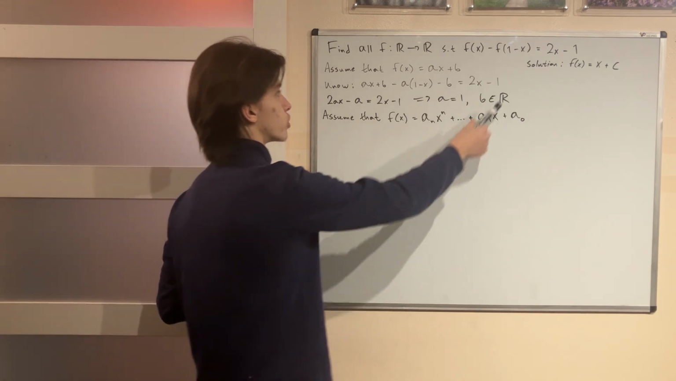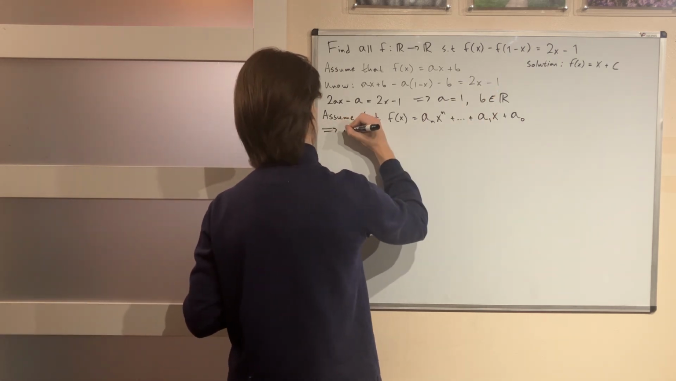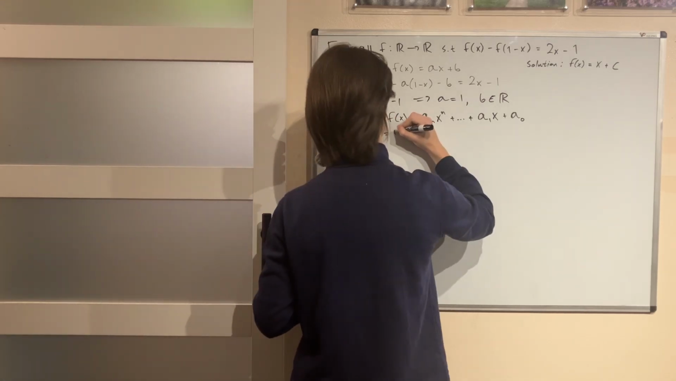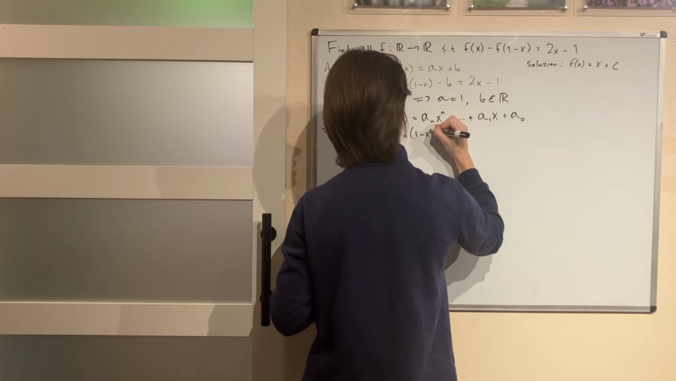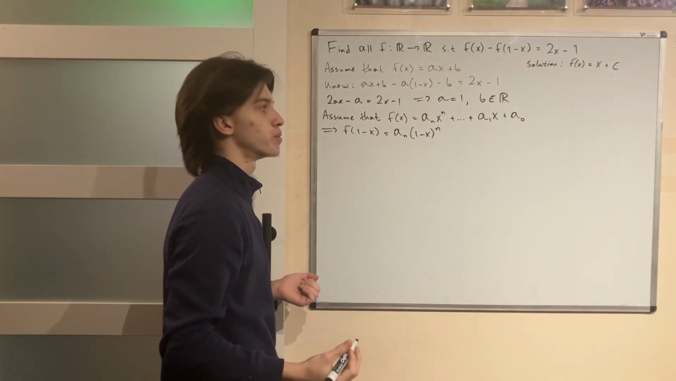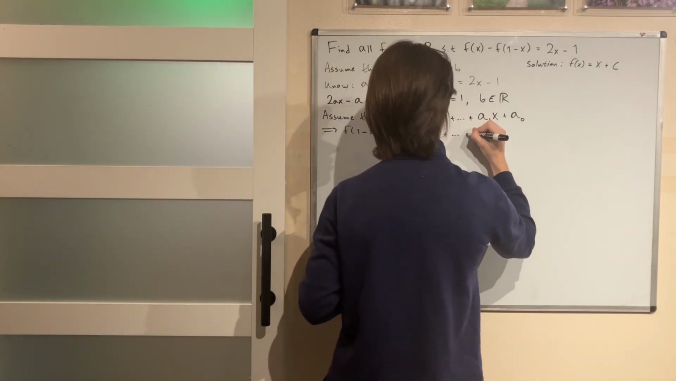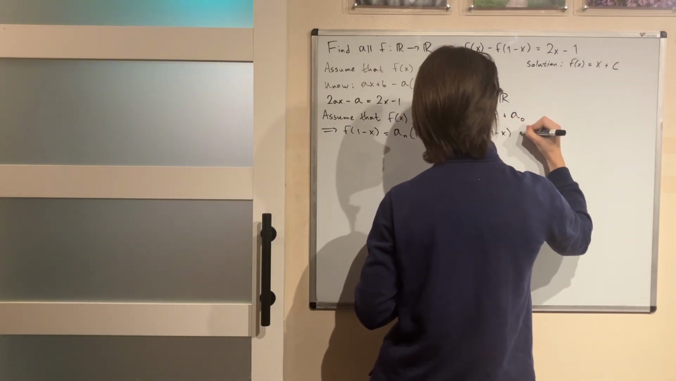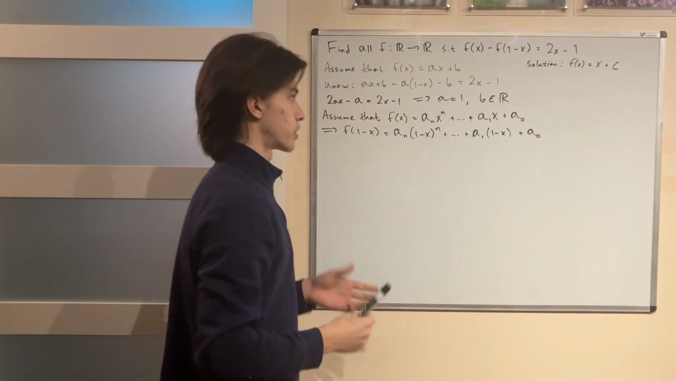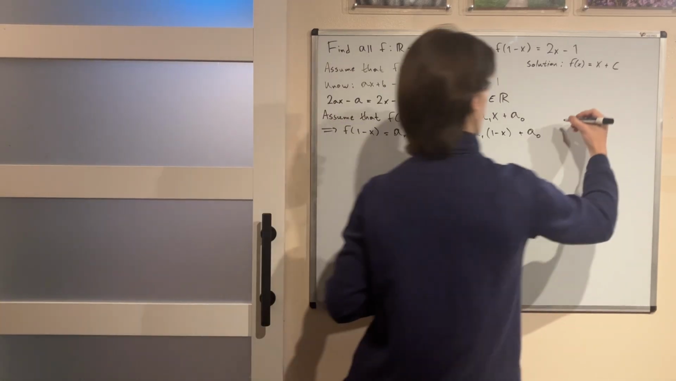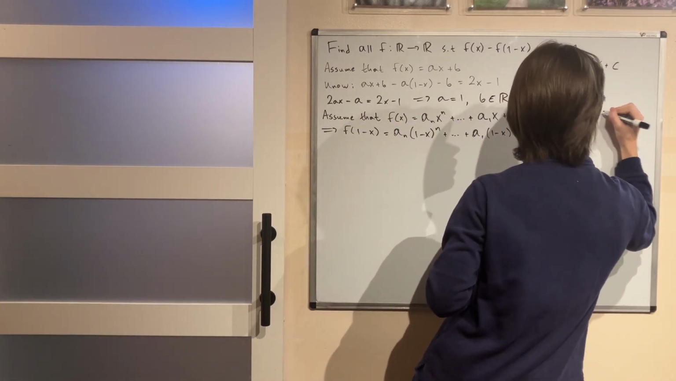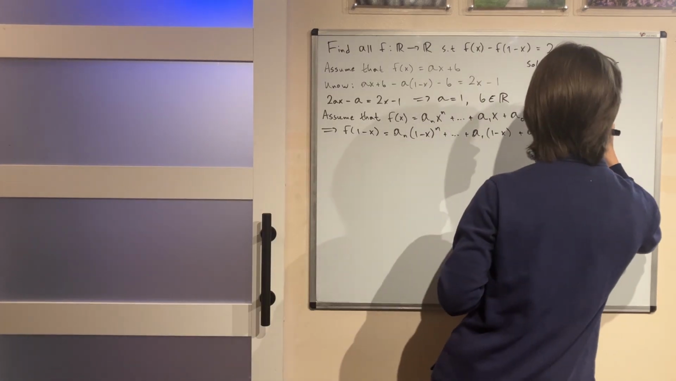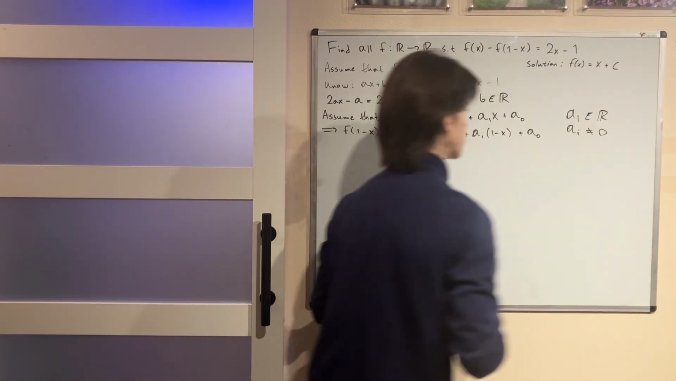Then we need a form for f of 1 minus x. We can simply substitute 1 minus x into it, and we get that it is equal to an times 1 minus x to the n. Ooh, that's a bit complicated to evaluate now. And then summing up, so on, all the way until the constant term. And again, as with polynomials, we're going to assume that all the coefficients are real. I'll write that here. And also we assume that they are non-zero, so all ai are not equal to 0.